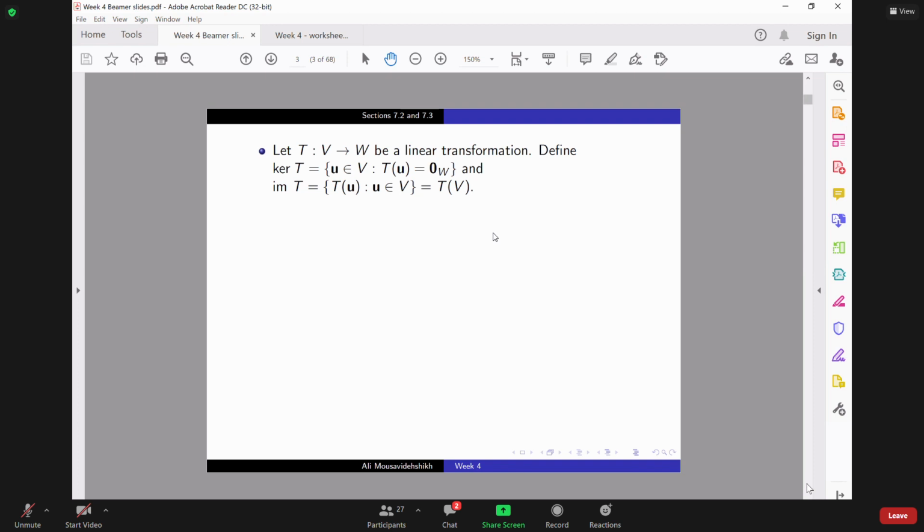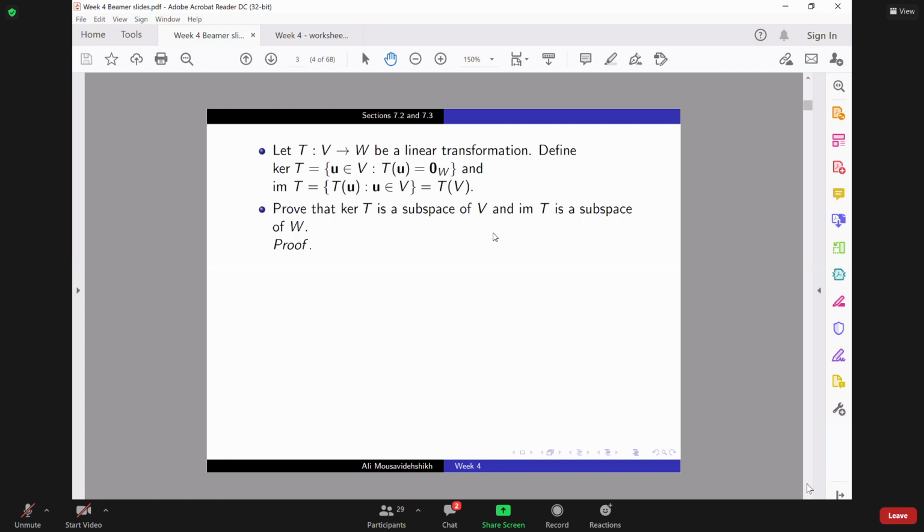...that get mapped to the zero element in W. So set notation wise, the kernel of T is the set of U in V such that T of U is the zero vector in W. And the image of T is precisely the set of all possible outputs that T gives you. Again, set notation wise, it becomes T of U such that U is in V. This is also denoted by T of V.